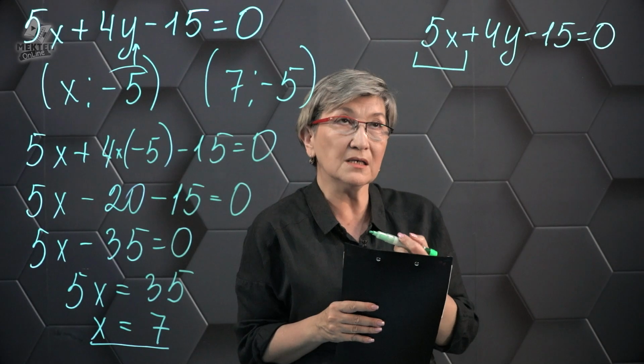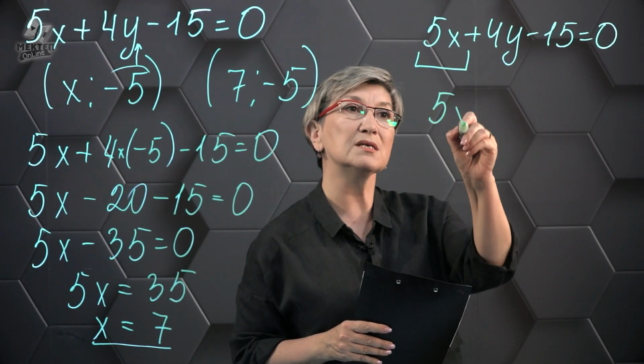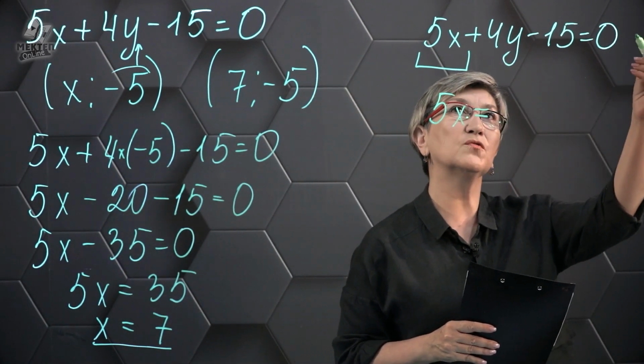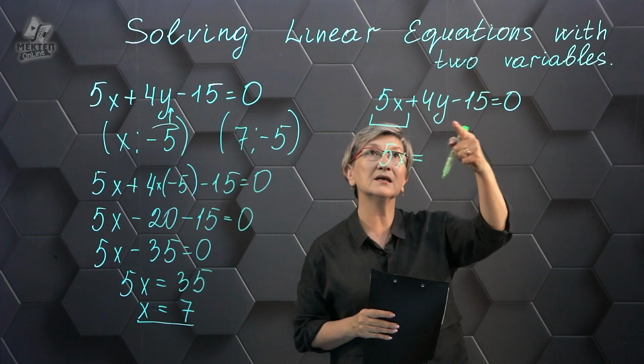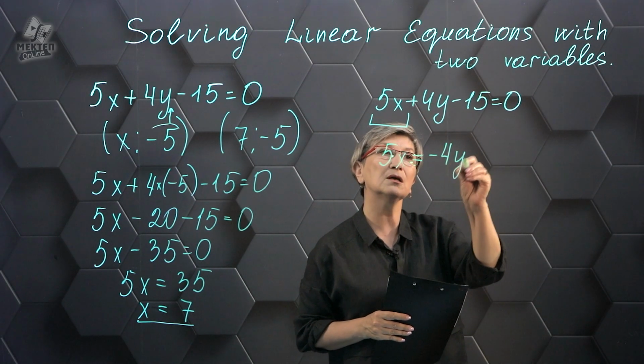But the variable x is written with a coefficient equal to 5. So I'm going to write 5x equals, and all the other summands I'm going to move to the right side. Don't forget that when we transpose, we change the sign to the opposite sign. The result is minus 4y plus 15.